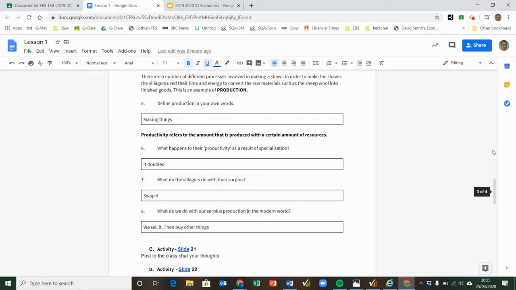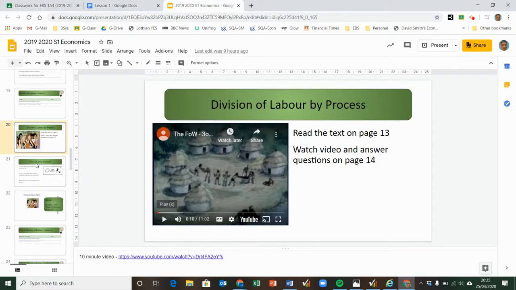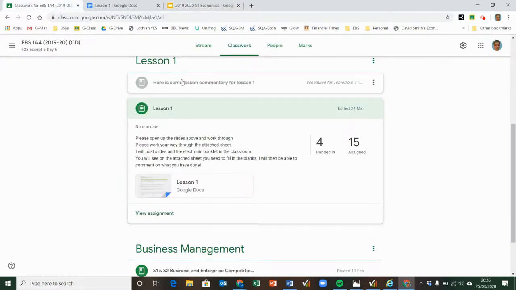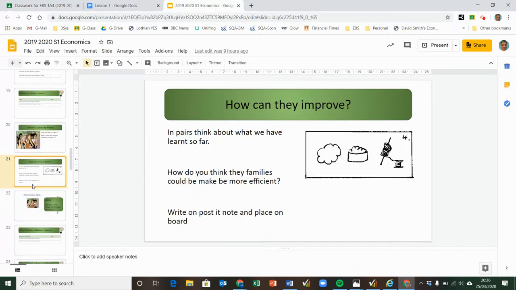So finally, if you go to slide 21, here it is. Now, what I'd like you to do is, it says in pairs, but you shouldn't be in pairs. Do this on your own, unless you've got a brother or sister at home, make them talk about it. But can you put it on the chat on our classroom? Here we go. I'll put a question in here and we'll do that tomorrow morning. Have a look and see what everyone else has done. Sorry, I should have said pause now and do that.